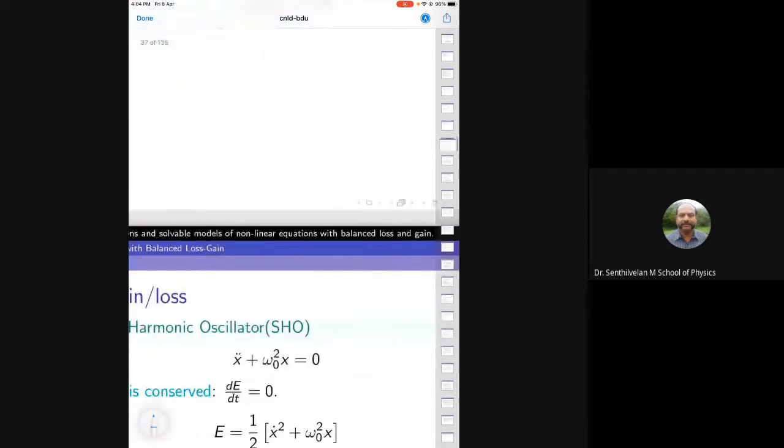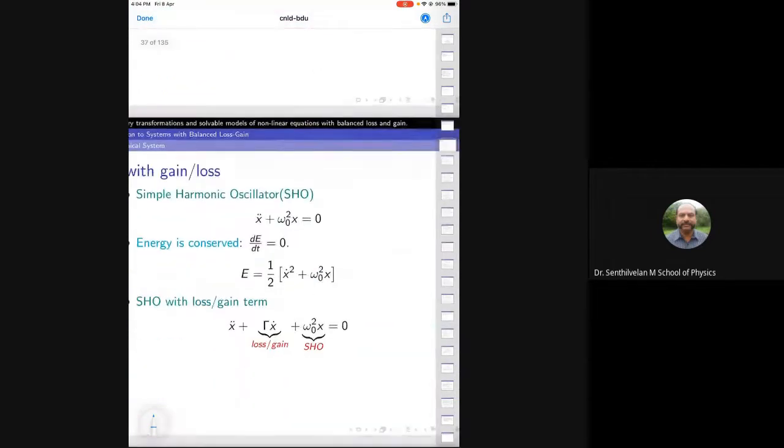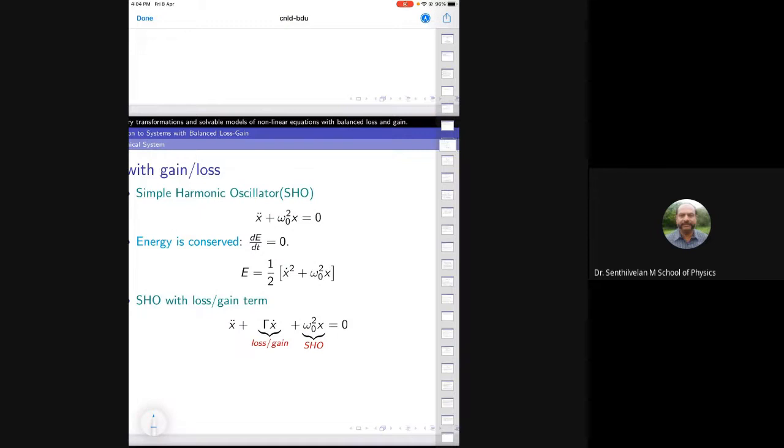Now, what happens? dE/dt is equal to 0. Now, this energy has no explicit time dependence. The time dependence is implicit. That means it comes through the solution of x, and you can check. You just substitute any solution in the expression of E, perform the derivative, and then check that it is equal to 0 for all time.